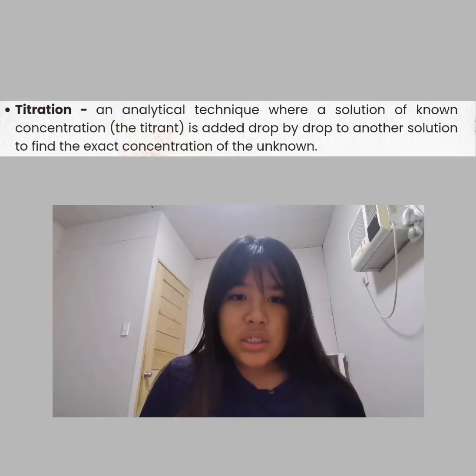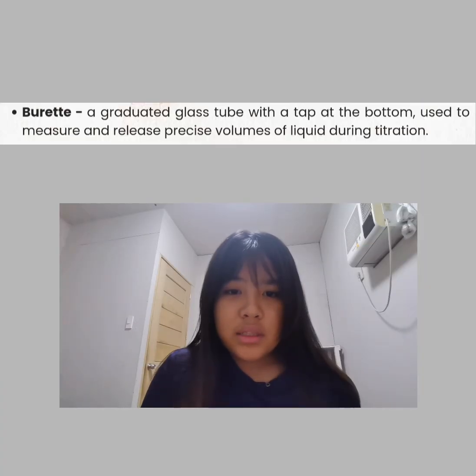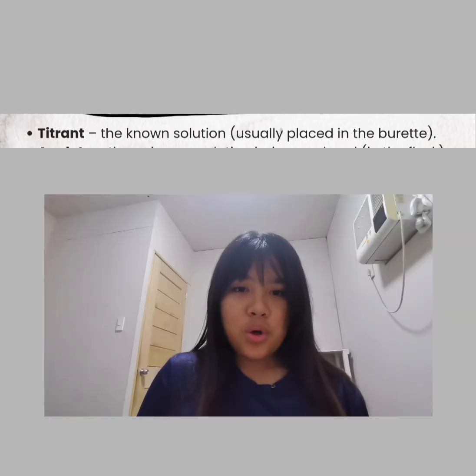Titration. Titration is an analytical technique where a solution of known concentration is added drop by drop to another solution to find the exact concentration of the unknown. Burette. A burette is a graduated glass tube with a tap at the bottom, used to measure and release a precise volume of liquid during titration. Titrant. Titrant is the known solution. Analyte. Analyte is the unknown solution being analyzed.